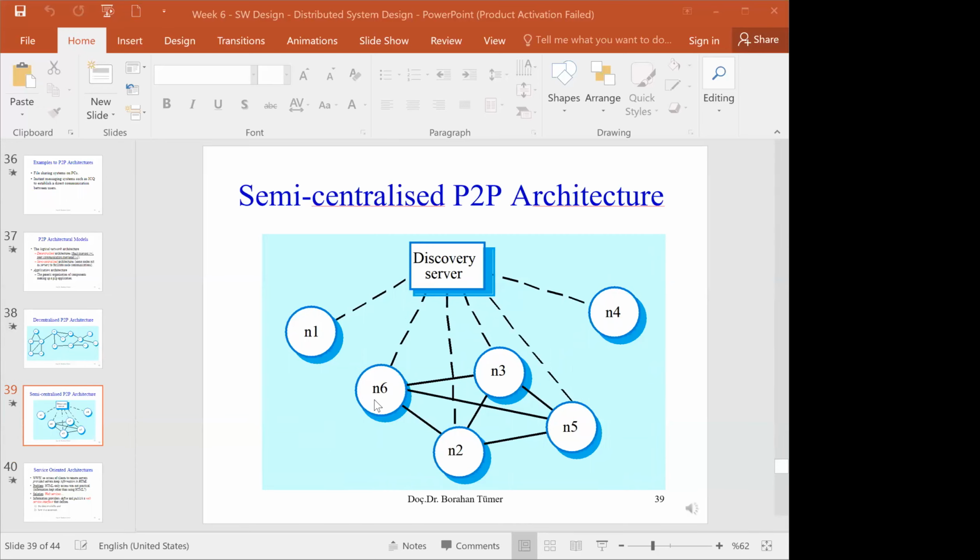Once, for example, N6 learns that N3 is on the network and available, then N6 cuts this connection and directly connects to N3, but not beforehand. It only establishes a direct connection with N3 after it has learned that N3 is in the network and available.